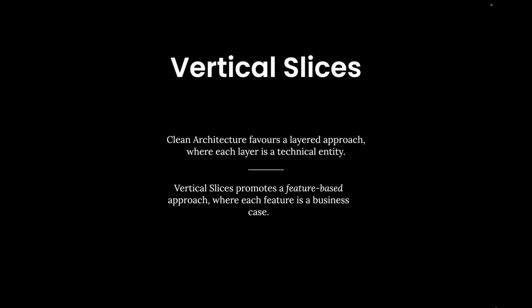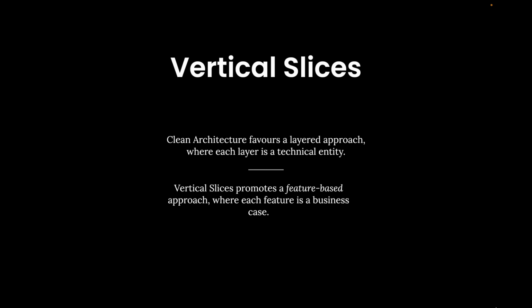I would say that vertical slices are probably the most modern architectural style on this list. And at the same time, I would also say that it's one of the most widely used today. To understand what vertical slices are, let's go back to clean architecture in our minds. Remember that clean architecture follows a layered approach where each layer is a technical entity. But here's the issue. Clean architecture tells us how to separate layers, but it doesn't tell us how to organize features within those layers. This lack of internal structure can sometimes be confusing.